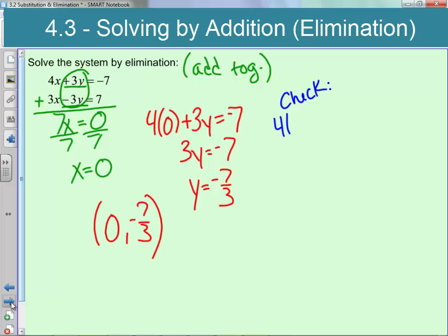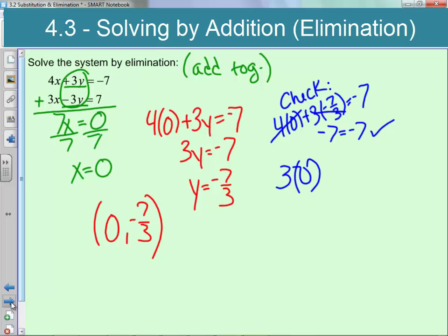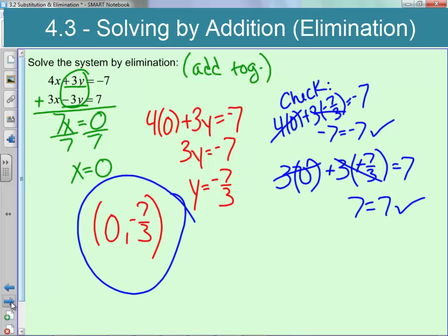So we'll have 4 times 0 plus 3 times negative 7 thirds equals negative 7. 4 times 0 is 0. These 3's will cancel. So it works in the first one. Trying it in the second one, three times 0 is 0. These 3's will cancel. A negative times a negative is a positive. So it works. So here's our answer.